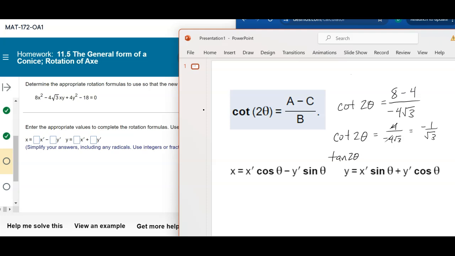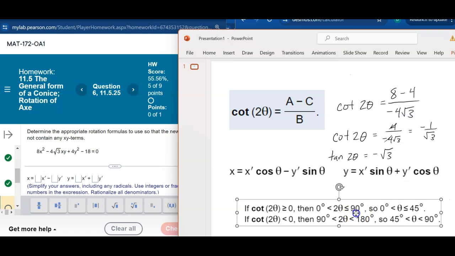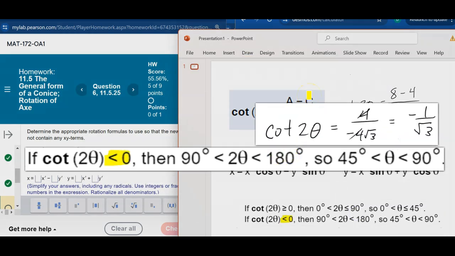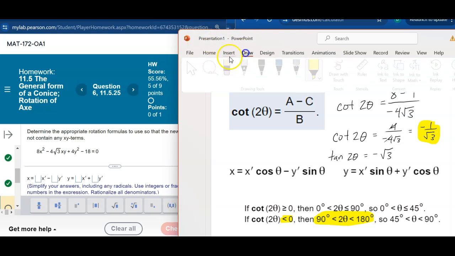If cotangent is equal to that, I always use tangent. Tangent is equal to the reciprocal, so the negative square root of 3. There's the equation I'm going to solve. Because that is tangent, that puts us in quadrant 4 if I use arctangent. But what's important to remember is that when you use this procedure to find the angle of rotation, if the cotangent of 2 theta is negative, and it was, negative 1 over the square root of 3, then your angle needs to be between 90 and 180, aka quadrant 2.